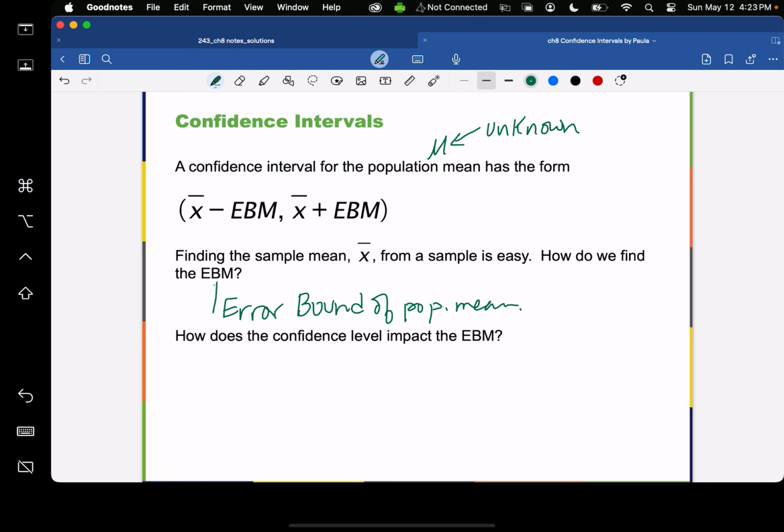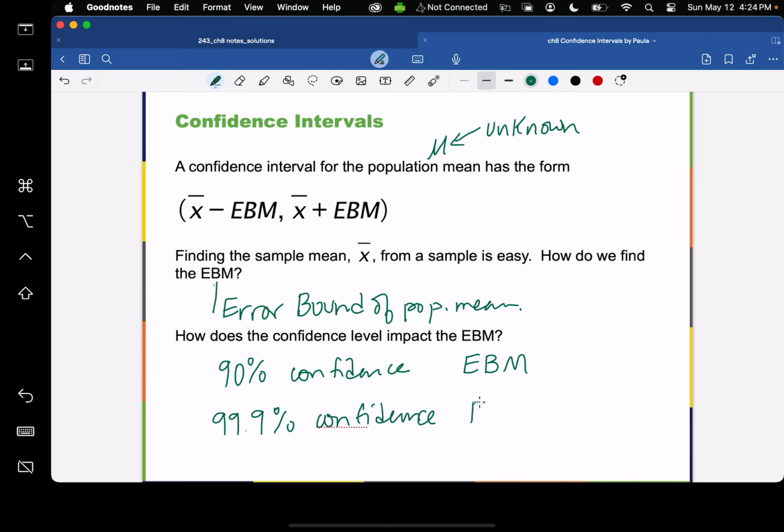How does the confidence level impact the EBM? If we were trying to get 90% confidence, that's still pretty strong. We'd have one value of the EBM, and if we were going for 99% confidence, then the EBM would have to be bigger.